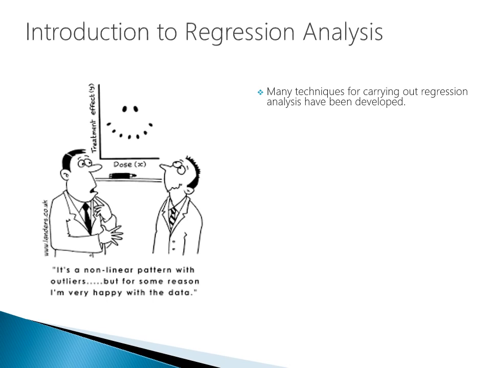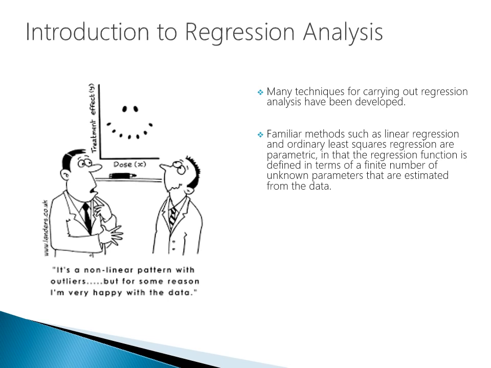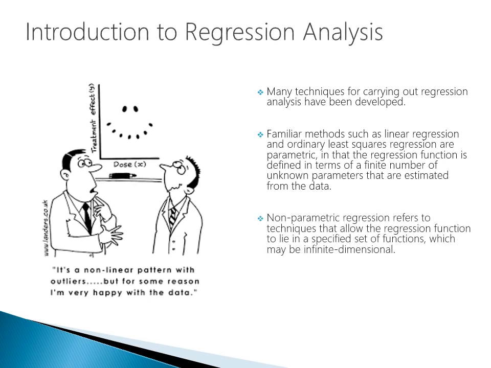Many techniques for carrying out regression analysis have been developed. Familiar methods such as linear regression and ordinary least squares regression are parametric, in that the regression function is defined in terms of a finite number of unknown parameters that are estimated from the data. Non-parametric regression refers to techniques that allow the regression function to lie in a specified set of functions, which may be infinite dimensional. Our focus will be on ordinary least squares regression and parametric methods.